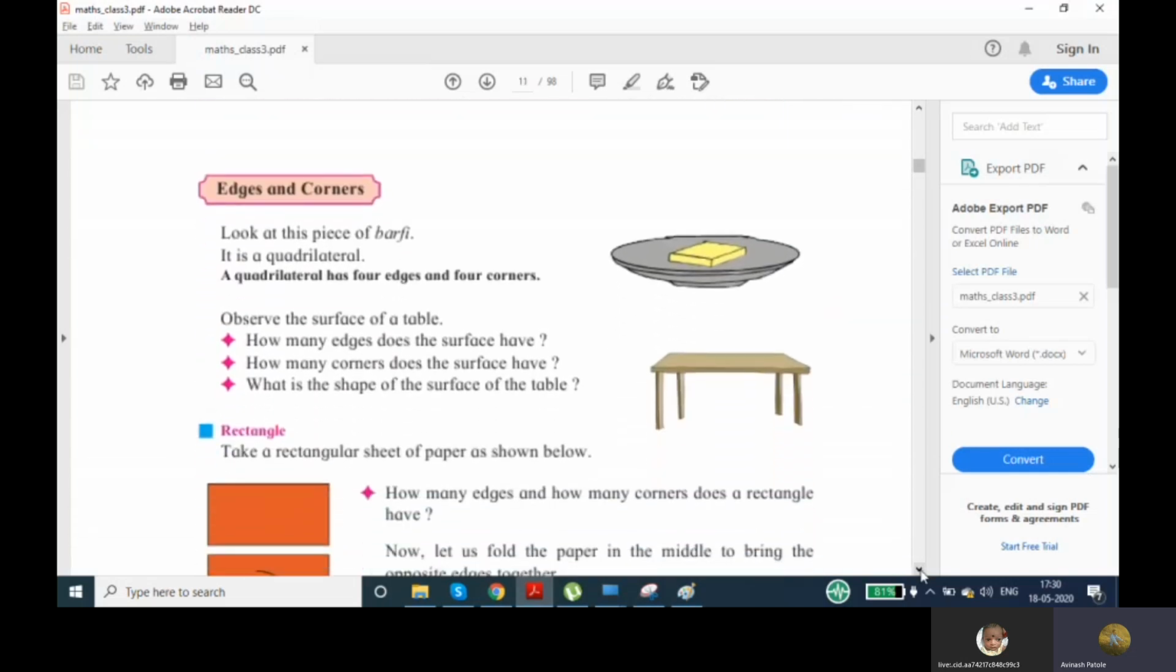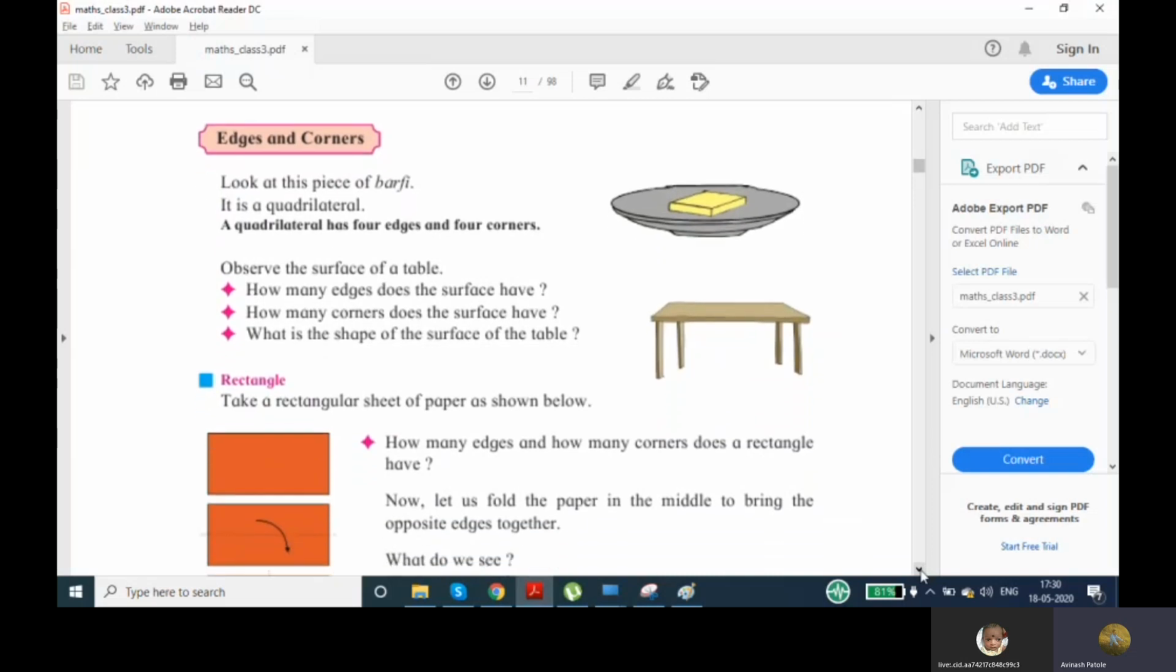Now this talks about edges and corners. Everything that we have in today's world has some number of edges and corners. So look at the piece of burfi. It is quadrilateral. You can see the piece of burfi in the plate beside. A quadrilateral has four edges and four corners. So the shape that we call quadrilateral always has four edges and four corners.